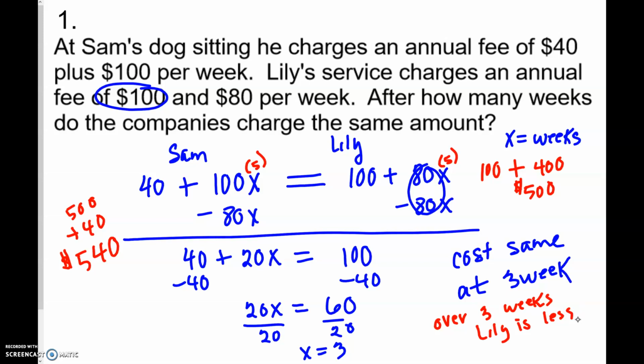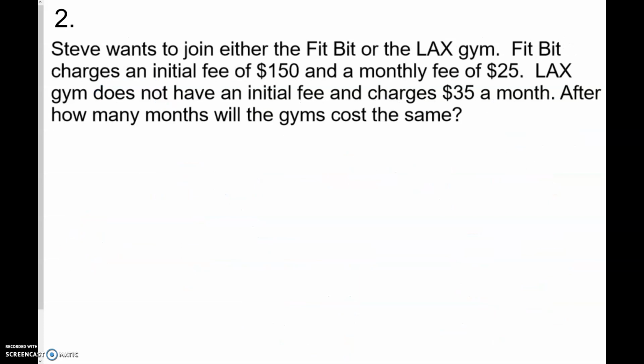Okay, if it's 1 or 2 weeks, then Sam will be less. All right, let's see what the next problem brings us. All right, so Steve wants to join either Fitbit or Lax Gym. Fitbit charges an initial fee of $150 and a monthly fee of $25.